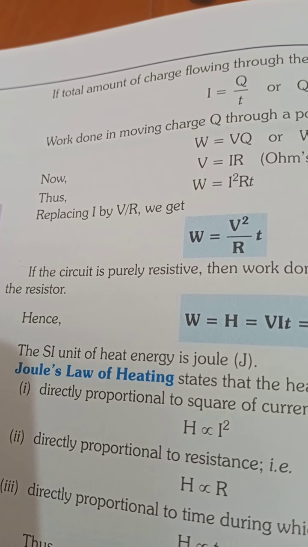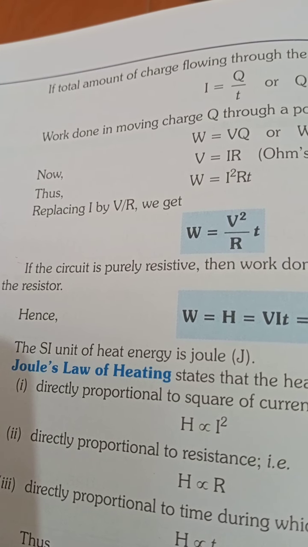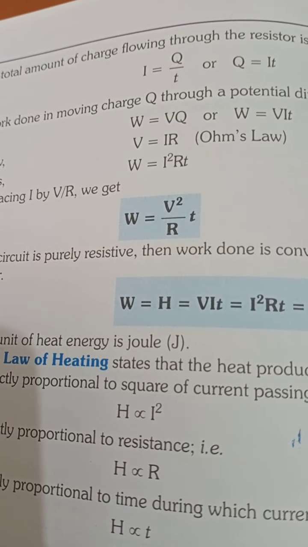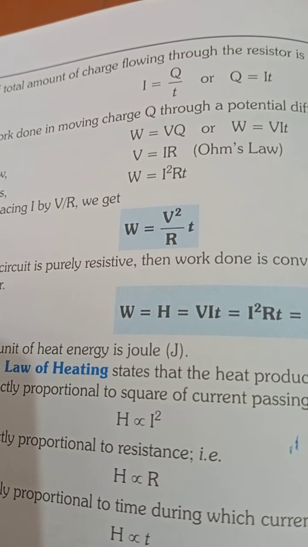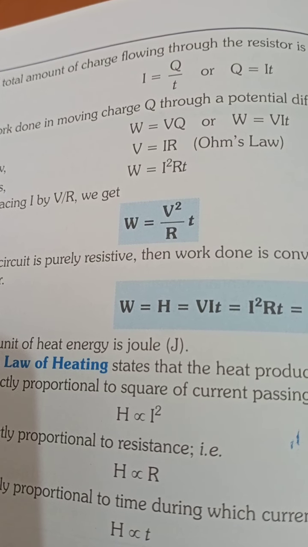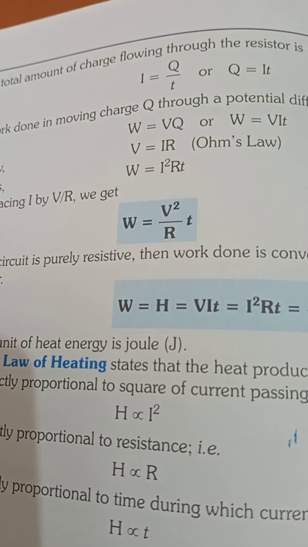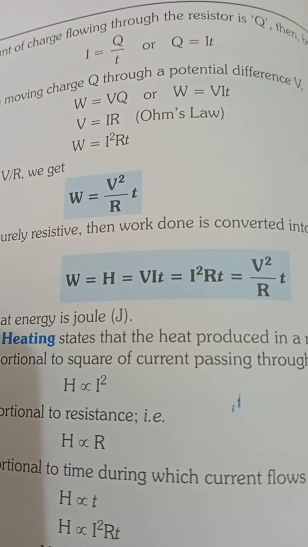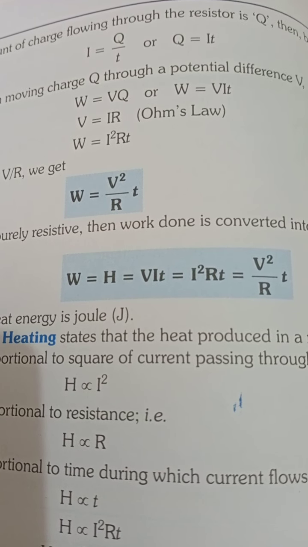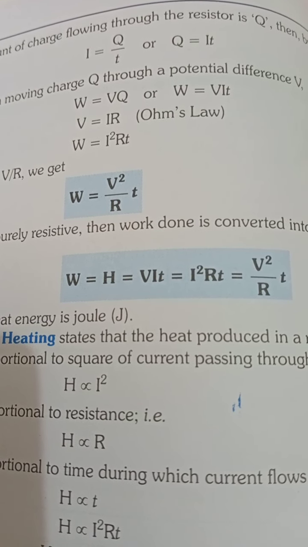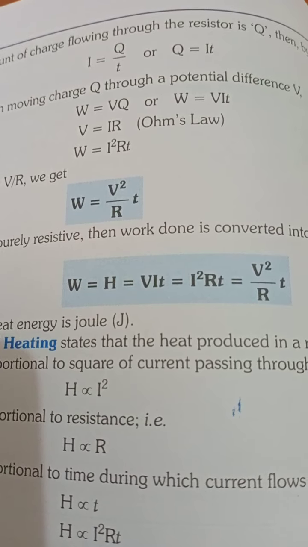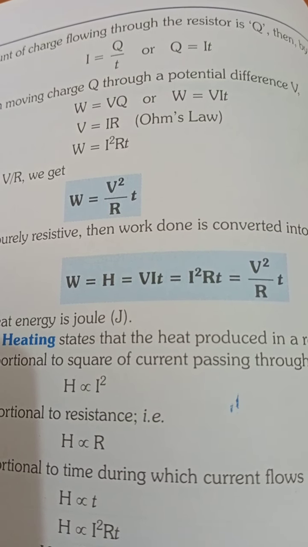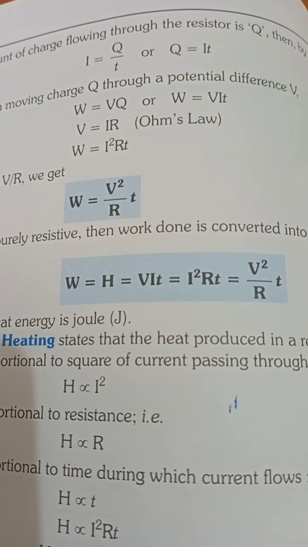If the total amount of charge flowing through the resistor is Q, then by definition I is equal to Q by t. Rate of flow of charge is called current, and Q is equal to I into t. Work done in moving charge through a potential difference V, W is equal to V into Q, or W is equal to VIt. We know that V is equal to I into R according to Ohm's law, so W is equal to I square Rt.